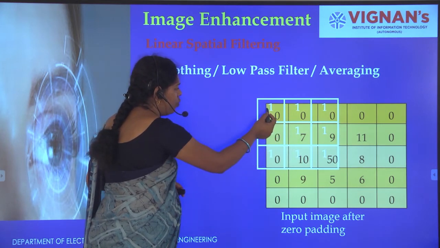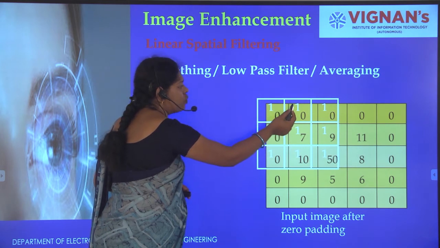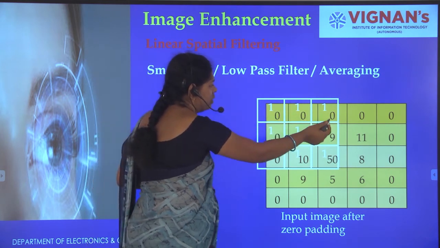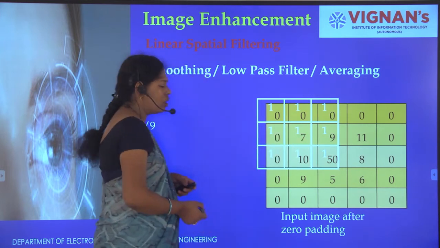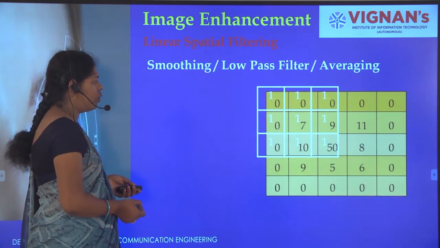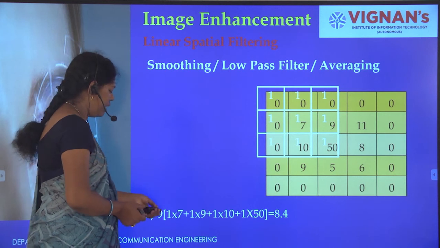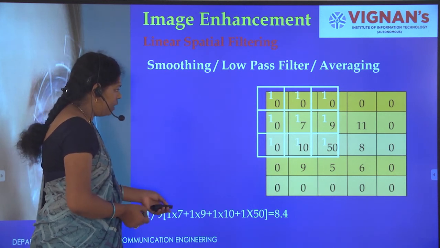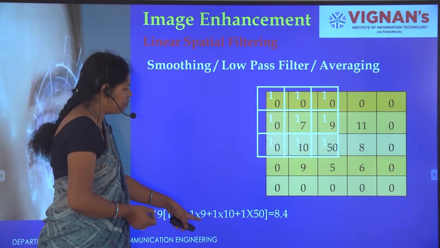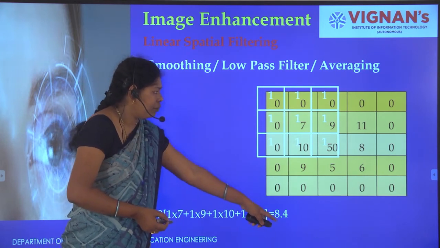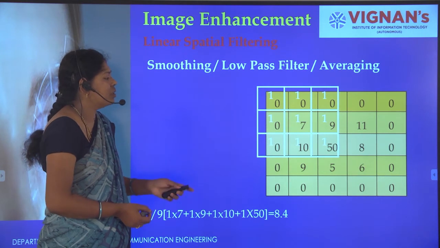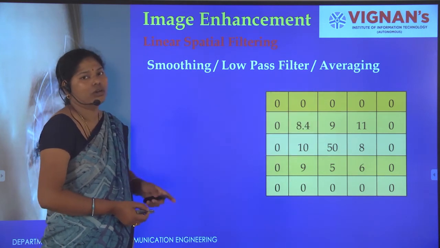Now it will be 1 into 0 plus 1 into 0 plus 1 into 0 plus 1 into 0 plus 1 into 7. See how we are getting this. 1 by 9 is common for all: 1 into 7 plus 1 into 9 plus 1 into 10 plus 1 into 50. Now we get 8.4. That is, the 7 is replaced with 8.4.